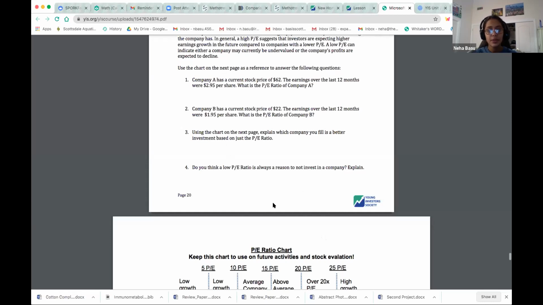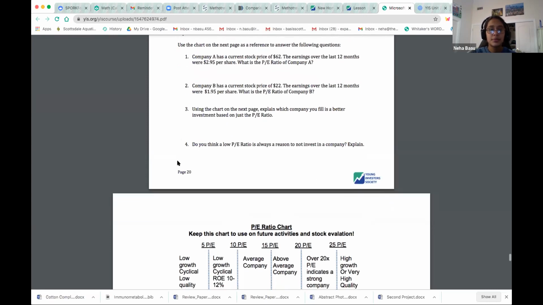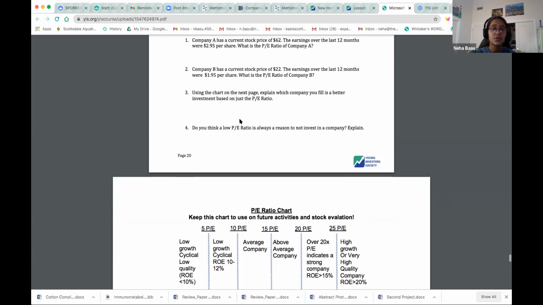Based on the PE ratio, you would want to invest in Company A, but obviously this is a pretty big oversimplification. When you're investing, you want to look at more than just the PE ratio, but in this scenario, Company A would be a better investment. Now on to the fourth question: do you think that a low PE ratio is always a reason not to invest in a company? If anyone has any ideas, they can feel free to unmute, and if not, I can just go through this question.